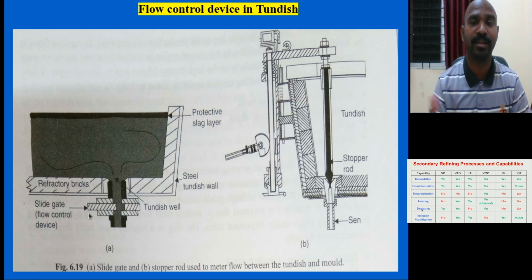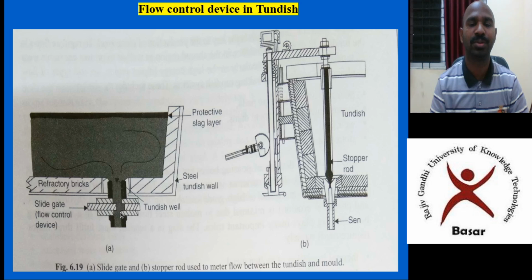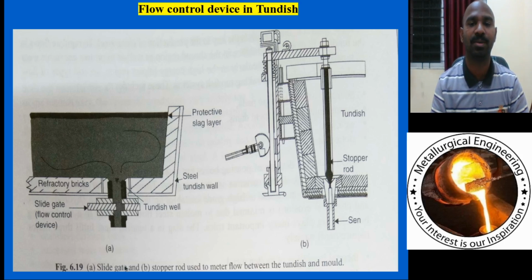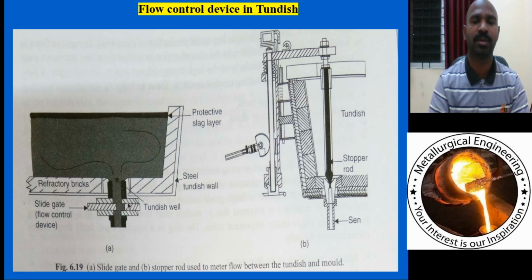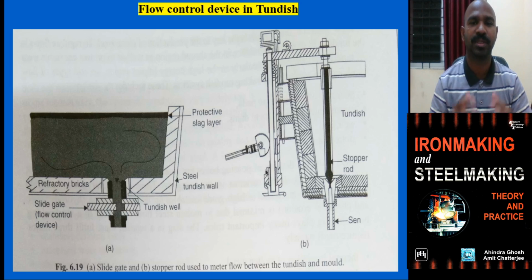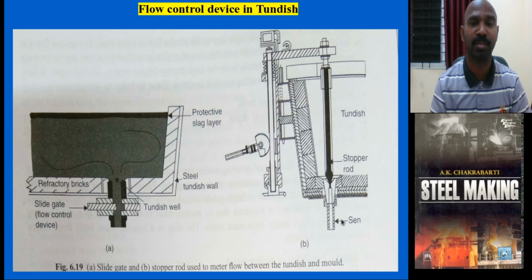This A is a sliding gate. You can use this refractory sliding gate and close it when the vessel is completely empty. When it is empty, you close it, so that the continuous casting mold gets solidified with directional solidification, and you can stop it. You can also use this mechanism, a motor-driven continuous stopping rod within the tundish, to stop the flow. This is the SEN, the submerged entry nozzle, which goes into the continuous casting mold.